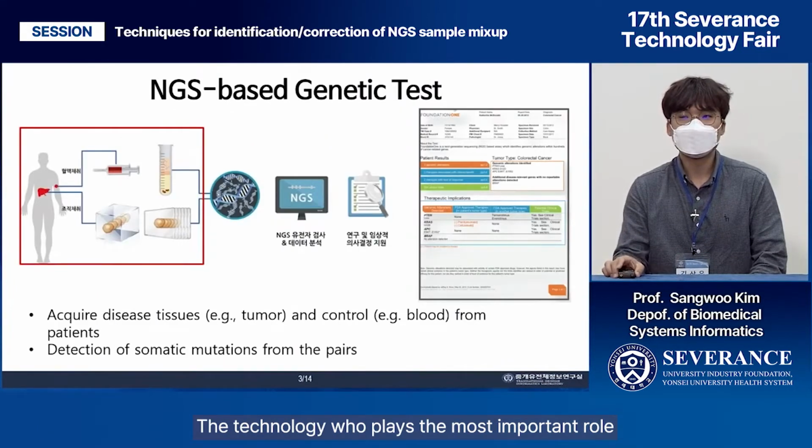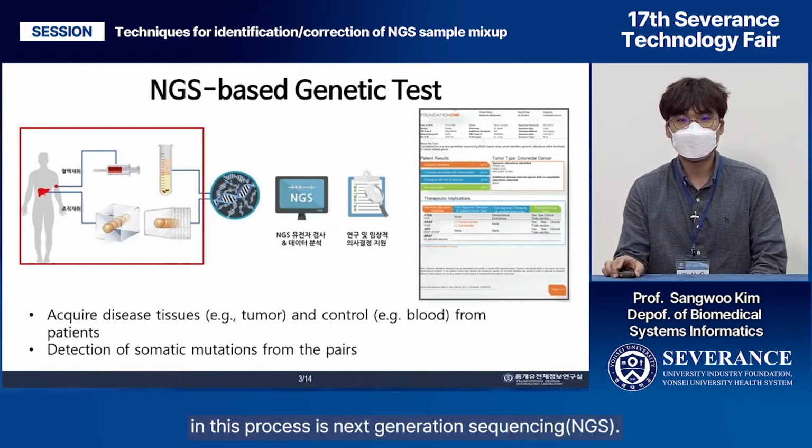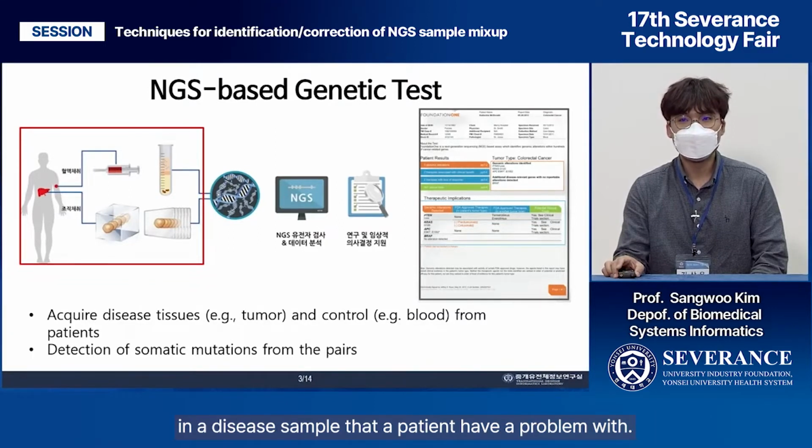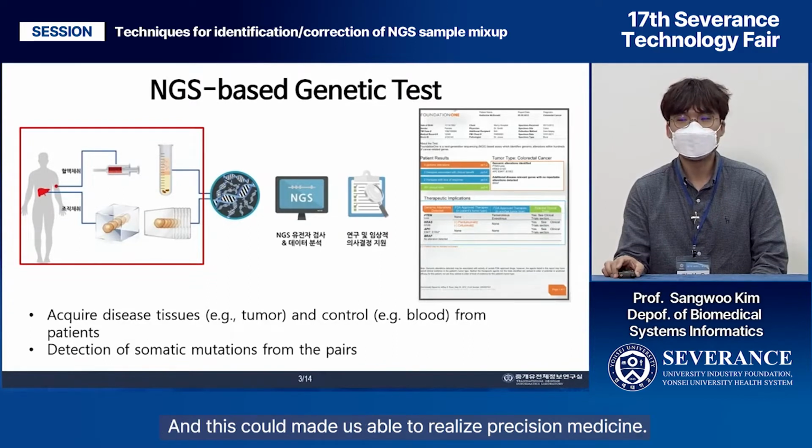The technology that plays the most important role in this process is next-generation sequencing. This technology can detect gene aberrations by examining multiple genes in a disease sample that a patient has a problem with, and this makes us able to realize precision medicine.